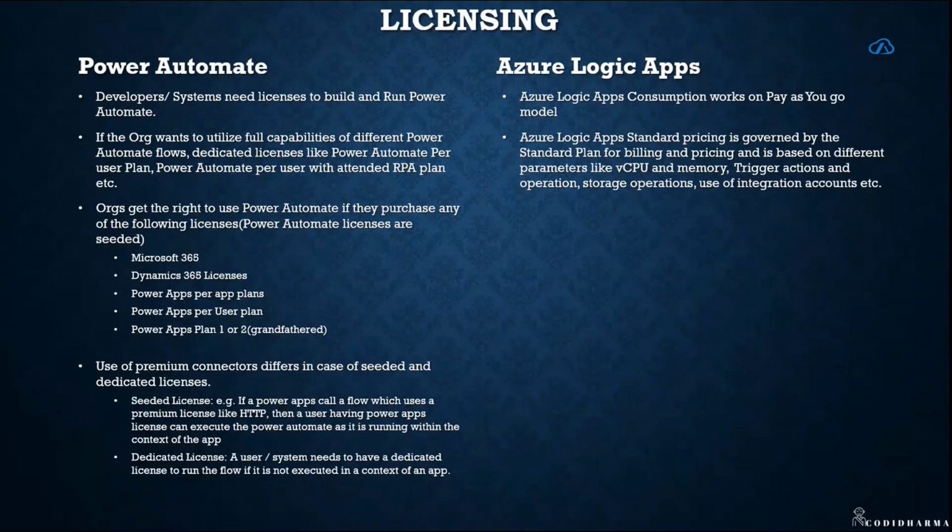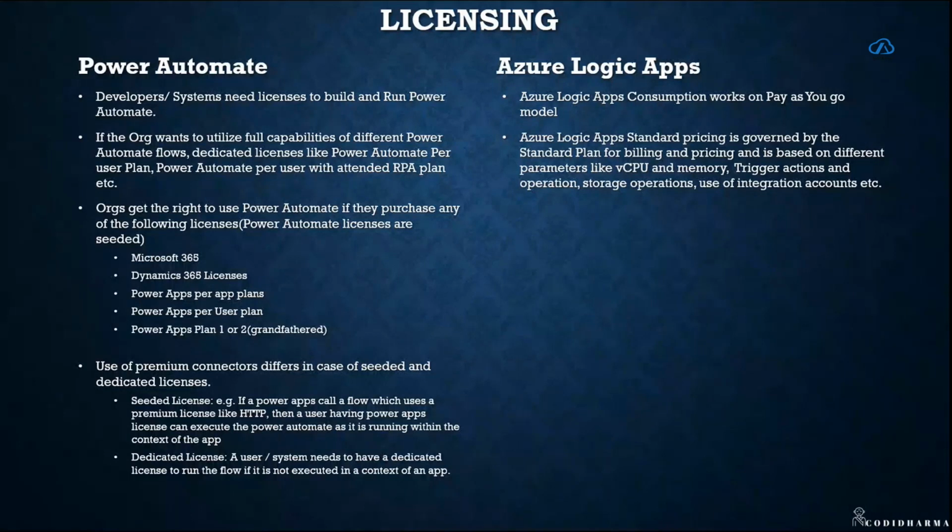So each parent license like Microsoft 365 or Dynamics 365 will come with a Power Automate license which allows folks to run the Power Automate flows in the context of the app or standalone, but it comes with certain limitations on the number of runs and so on and so forth, right? So each license will have a different seeded Power Automate license. So again, you'll have to refer to the licensing guide to understand what your requirements are and whether a seeded Power Automate license solves your problem or not, right?